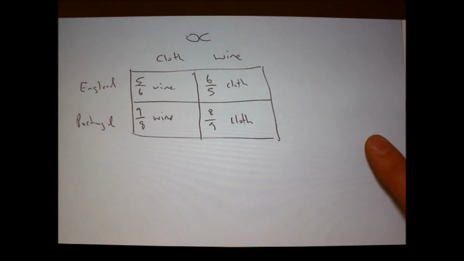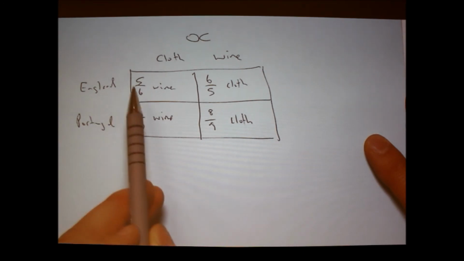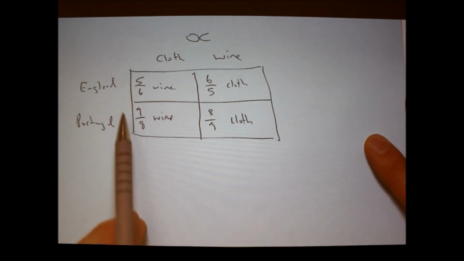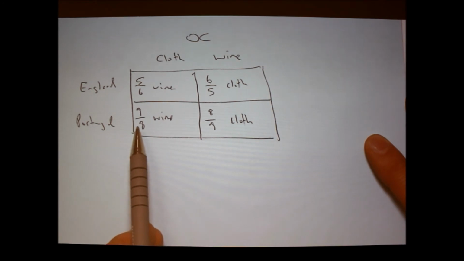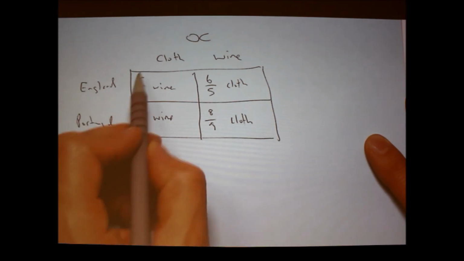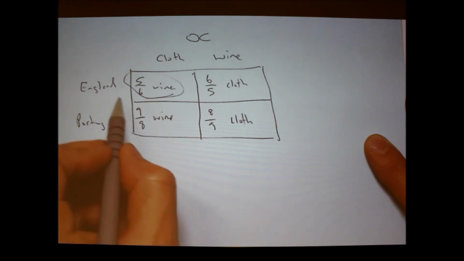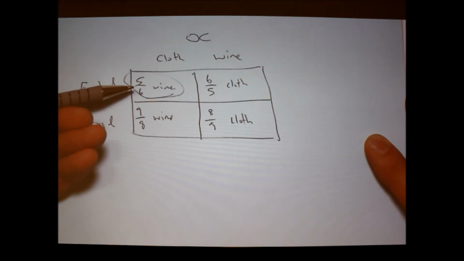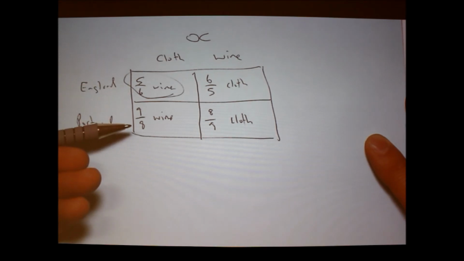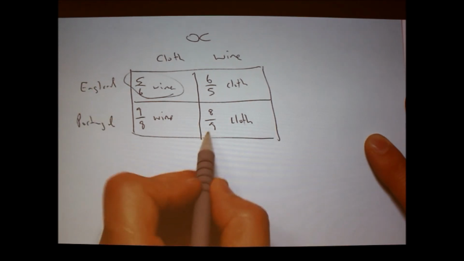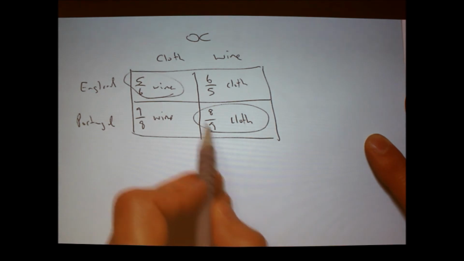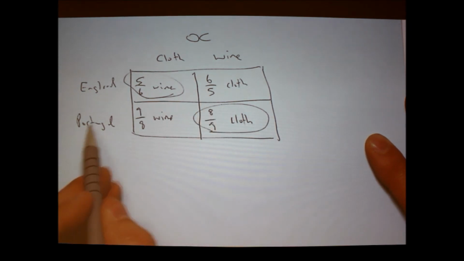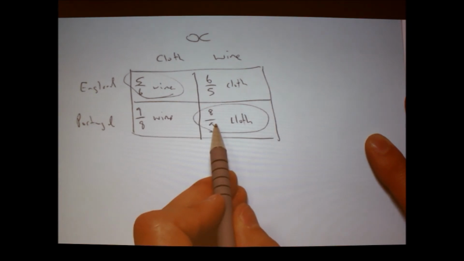Now let's determine which country has the lower opportunity cost of producing cloth. Which is larger, 5/6 or 9/8? 9/8. So England has the lower opportunity cost. England has a comparative advantage in cloth because its opportunity cost is less than the opportunity cost of Portugal. And 8/9 is less than 6/5. So Portugal has a comparative advantage in producing wine.